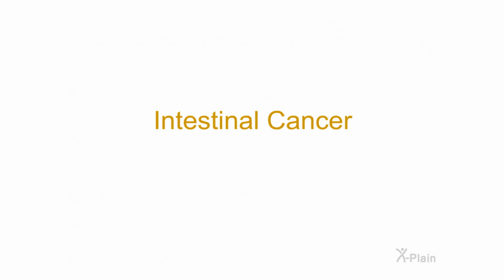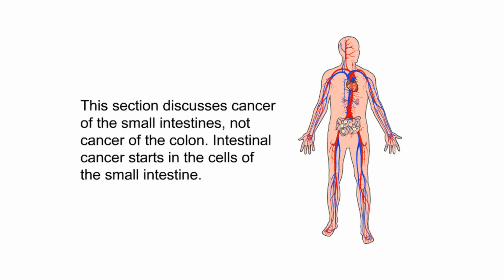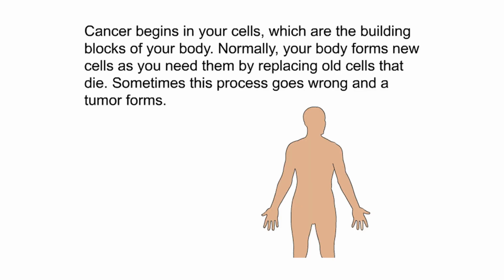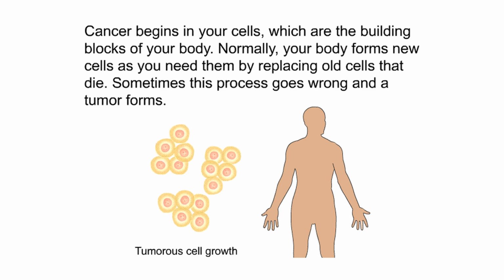Intestinal cancer. This section discusses cancer of the small intestines, not cancer of the colon. Intestinal cancer starts in the cells of the small intestine. Cancer begins in your cells, which are the building blocks of your body. Normally, your body forms new cells as you need them by replacing old cells that die. Sometimes this process goes wrong and a tumor forms.